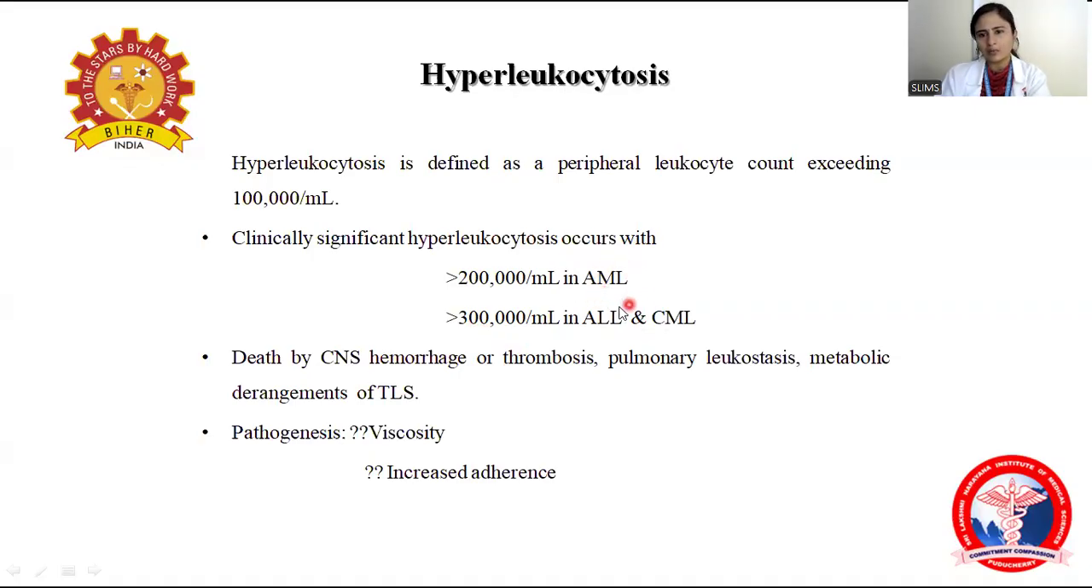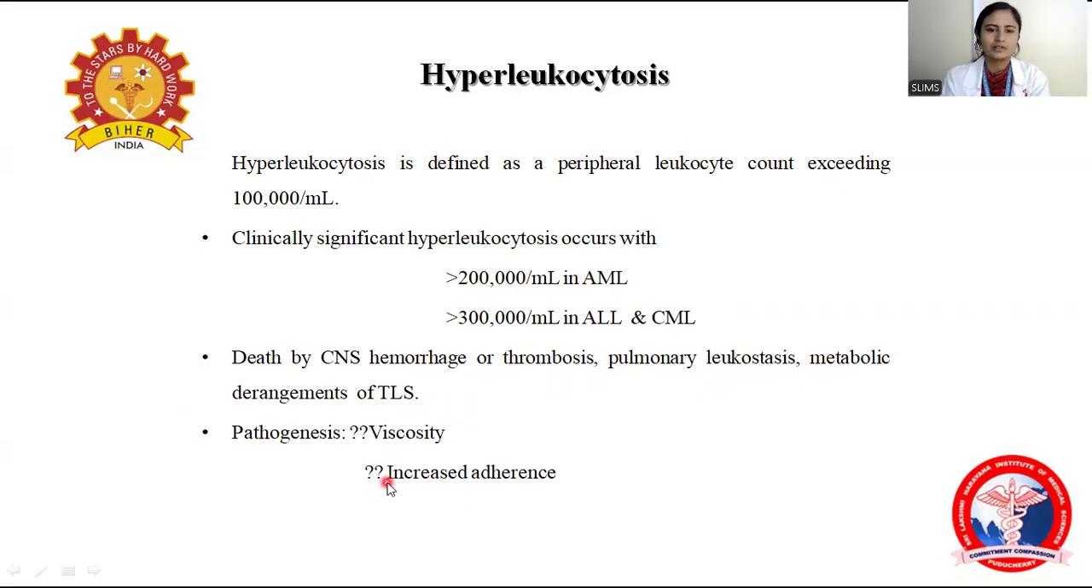In AML it is a myeloblast, which is already larger in size, and on the surface of the myeloblast there are more sticky receptors. So adhesion to the blood vessel will cause more damage than in other leukemias. So in AML, if the child has more than 2 lakh cells, we can take the child as clinically significant hyperleukocytosis, and we need to treat the child as early as possible. This can present as death by CNS hemorrhage, thrombosis, pulmonary leukostasis, or metabolic derangement of tumor lysis syndrome.